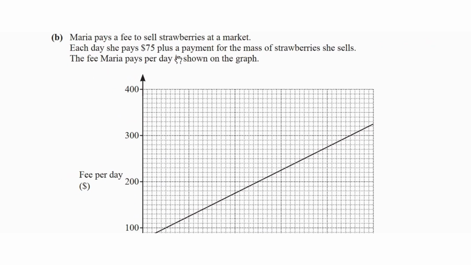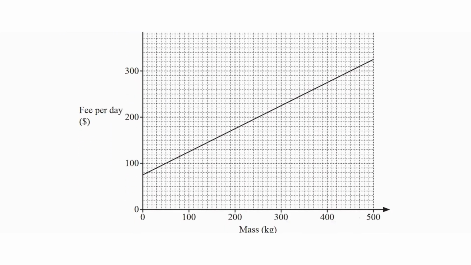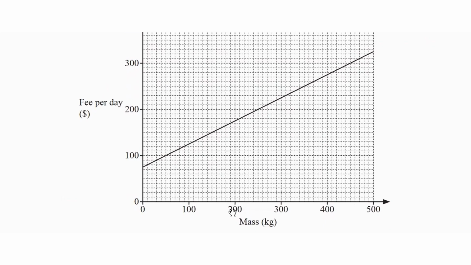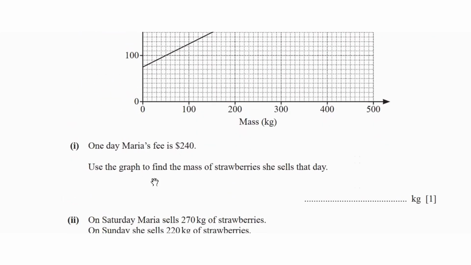Then it says Maria pays a fee to sell strawberries at a market. Each day she pays $75 plus payment for the mass of strawberries she sells. The fee Maria pays per day is shown on the graph. This is the fee per day with respect to the mass. One day Maria's fee is $40. Use the graph to find the mass of strawberries she sells that day.